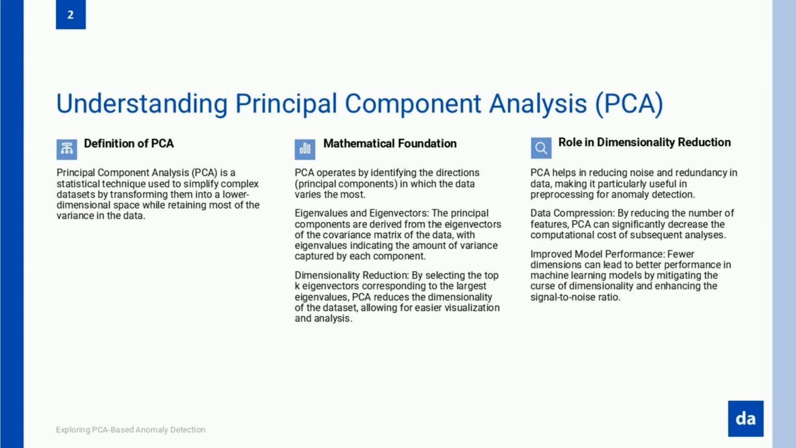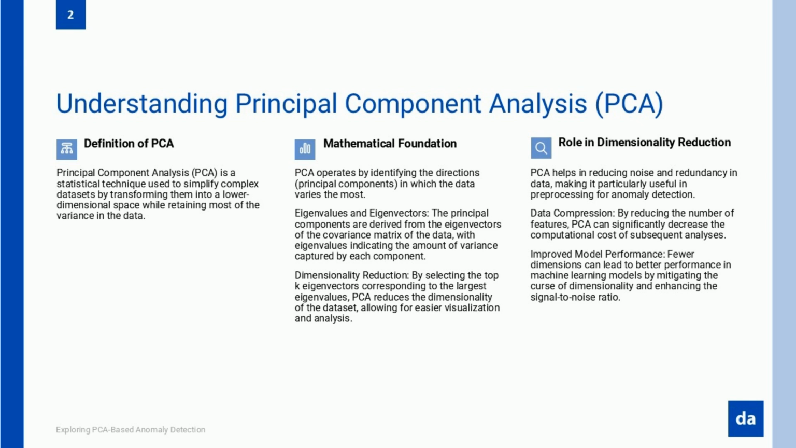PCA works by computing eigenvalues and eigenvectors of the covariance matrix of your dataset. Sounds complicated? Don't worry. We'll break it down step by step. The eigenvectors represent the principal components, which define new axes capturing the most variance in the data. The eigenvalues, on the other hand, tell us how much variance each principal component holds. By selecting only the top principal components, we can reduce the data's dimensions while retaining most of its meaningful structure. But why does this matter for anomaly detection?